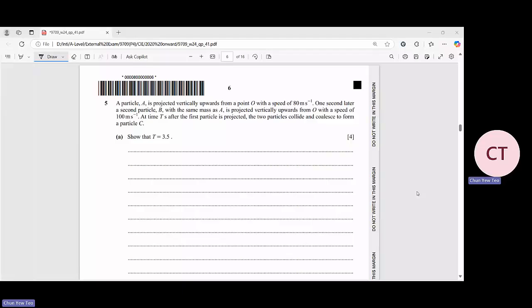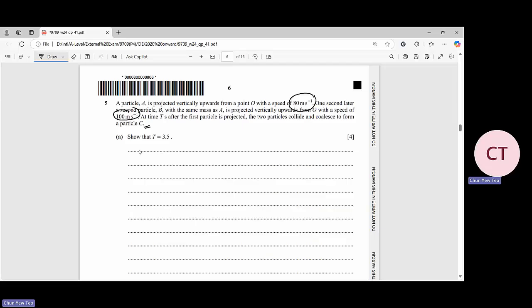Okay, now we take a look at question number 5. A particle A is projected vertically upward from a point O with a speed of 80 meters per second. 1 second later, a second particle B with the same mass as A is projected vertically upward from O with a speed of 100 meters per second. At time t seconds after the first particle is projected, the two particles collide and coalesce to form a particle C. Show that t is equal to 3.5.